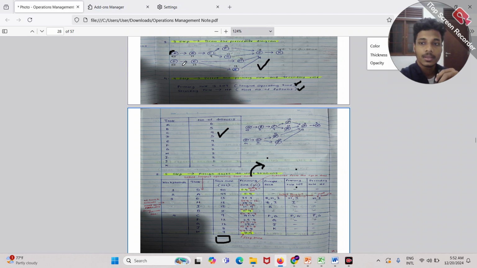A and D, right? But in the rule, we are considering the longest operating time task. What is the longest operating time? 50, you can see D. D is the first task. Therefore, we put D here. Task time is 50. And how to calculate the remaining time? Remaining time is cycle time minus idle time, the workstation time.